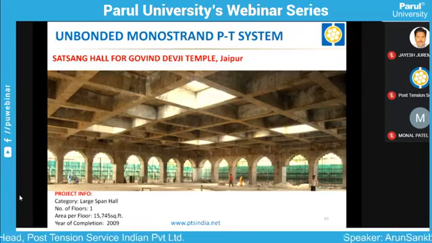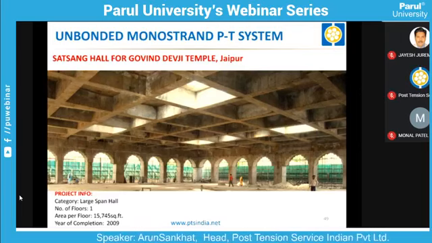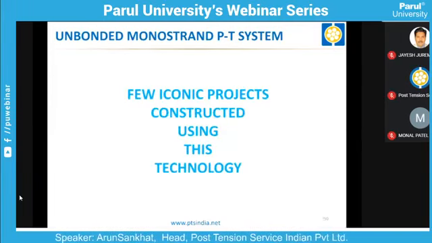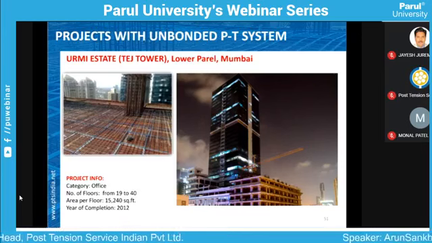Actually, this has won the Guinness World Record of having the largest flat roof in the world, having this much span. A few iconic projects constructed using this technology: one of them is this 40-story tower building in Mumbai, in Lower Parel, for Urmi Estate.